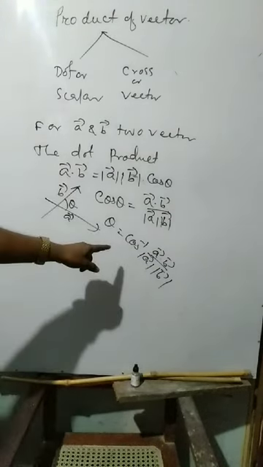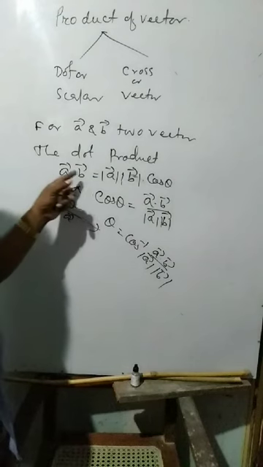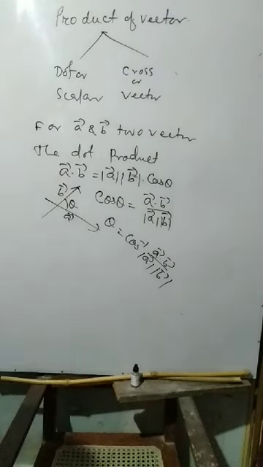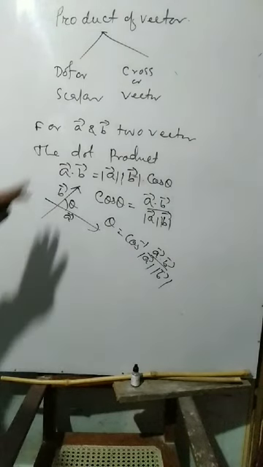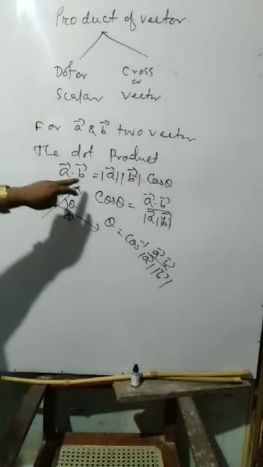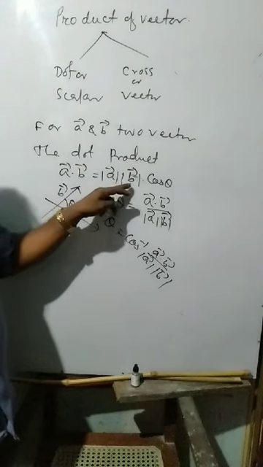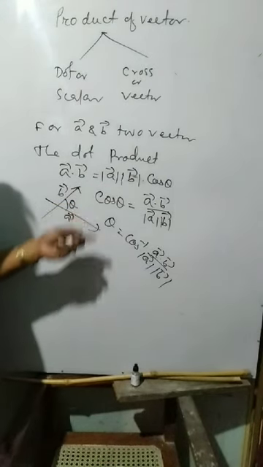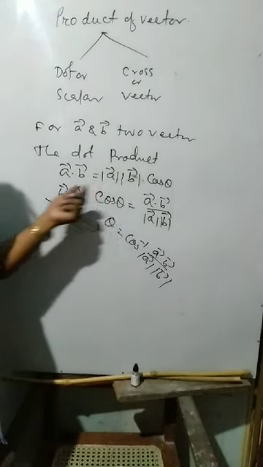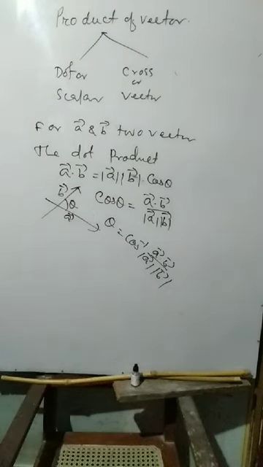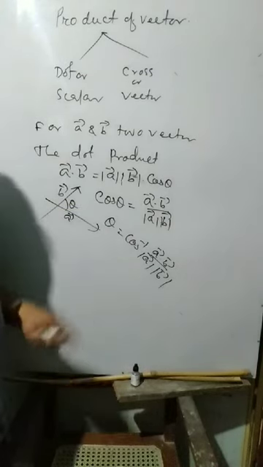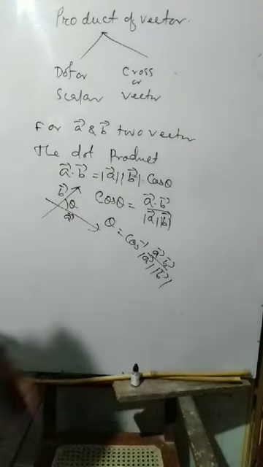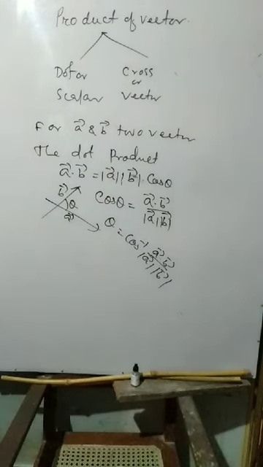So look, this is the formula by which we can find the angle between the two vectors. In general, we apply A dot B equal to A magnitude into B magnitude into cos theta. Cos theta equals A dot B by A magnitude into B magnitude. If you take that side, then it is cos inverse, for finding the angle.